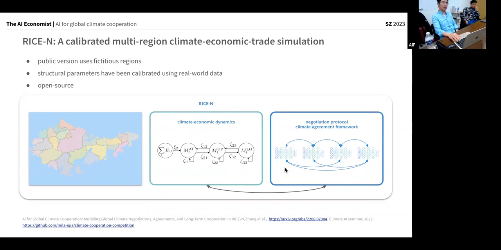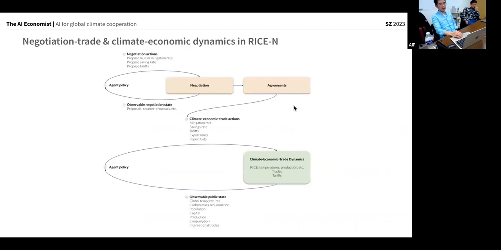So that's like an example. Okay, so this is like a little flow diagram. As I said, this is just repeating what I said before. We have this climate, economic, and trade dynamics. There's a bunch of mathematical equations that model how the climate and the economy are evolving over time. But then there's also this negotiation part on top, where the agreements that these agents can reach with each other are an input to the climate economic dynamics.